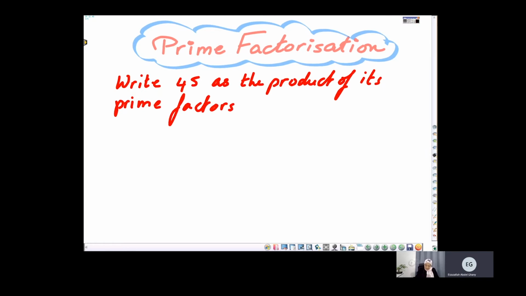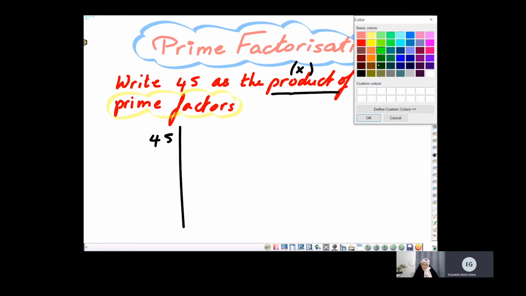You have to make it like that, 45, and you make a stick like that, and you start dividing it by only prime numbers. What did he require? He wants it as a product of its prime factors. What's the meaning of product? Product means multiply, multiplication operation.